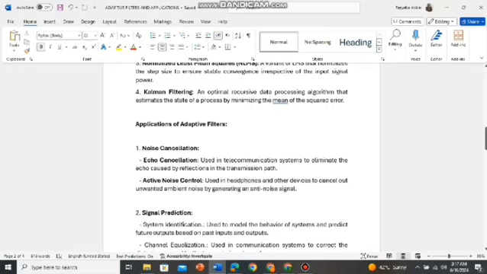What are the applications of adaptive filters? The first one we have is noise cancellation. The adaptive filter is used in noise cancellation, for example, echo cancellation in telecommunication systems, and achieving noise cancellation in different devices.